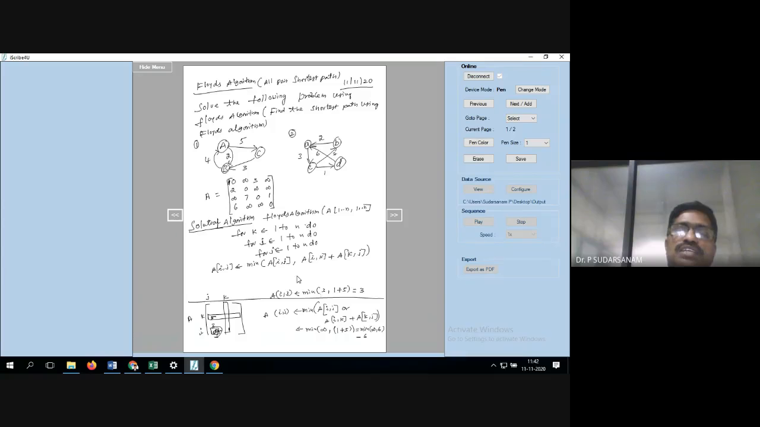This is the algorithm. So once you know the algorithms, writing Floyd's algorithm is simple. Any doubts you are having, please ask me, I'll tell you. Any doubts?